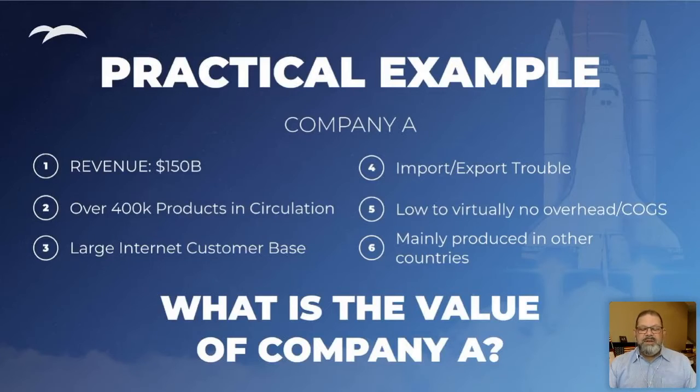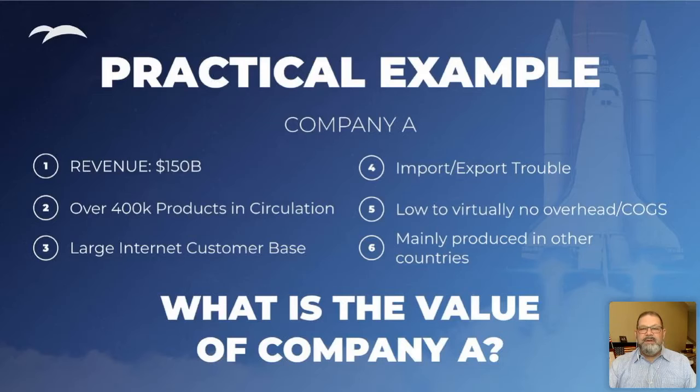Company A, this is actually pragmatic data. Sometimes I give this example out and I make up an example, but this is actually downloadable information from doing a little bit of research on the internet. So Company A exists. It has a revenue of $150 billion annually. It's an enormous amount of top line, as the financial people like to call it.